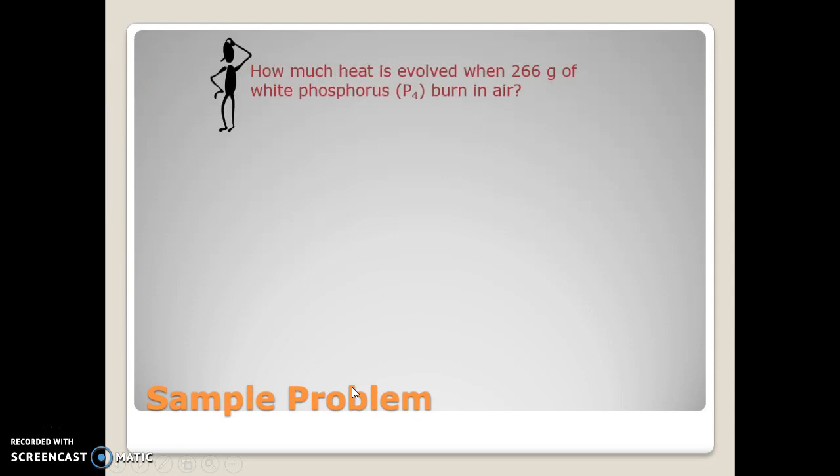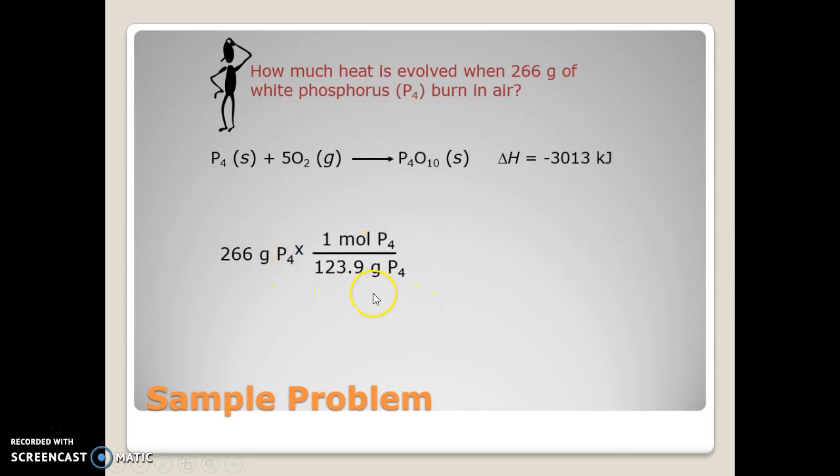And finally, a sample of how to do thermochemical equations. Hopefully you remember from first year, but if this is our equation, here's our delta H. We want to see how much heat is given off when we burn 266 grams of white phosphorus. We're going to take 266 grams, convert it into moles because that's the way the equation works, and then multiply it by, for every 1 mole of P4, we've got 3,013 kilojoules. So units cancel out. We wind up with that many kilojoules.